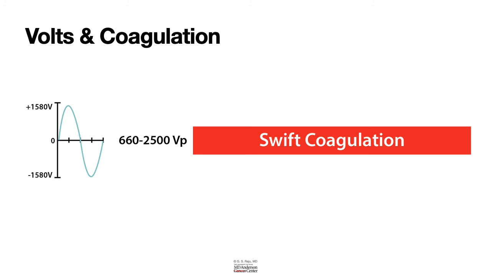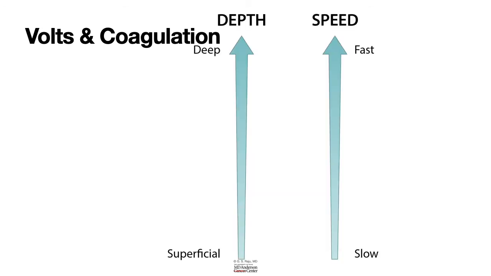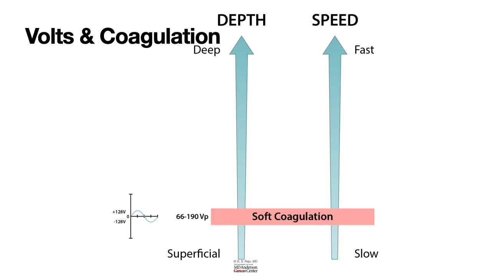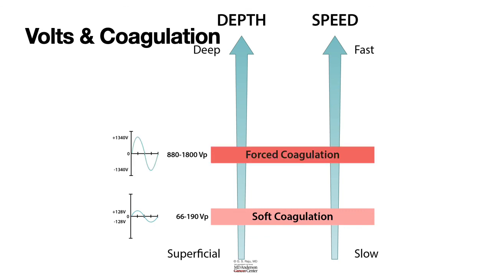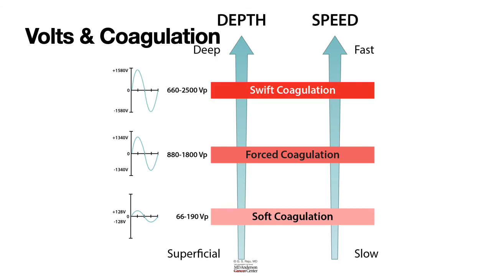And how do these three different varieties of coagulation affect the tissue? Soft coagulation, force coagulation, swift coagulation, in terms of the depth of injury and the speed of injury. Soft coagulation is very superficial, very slow coagulation. Force is intermediate, and swift is fast and deep. So depending upon what we are doing in electrosurgery, the endoscopist will decide which way to go.